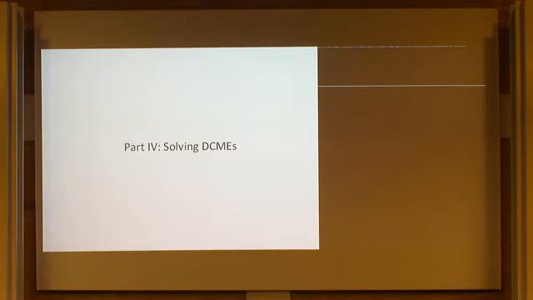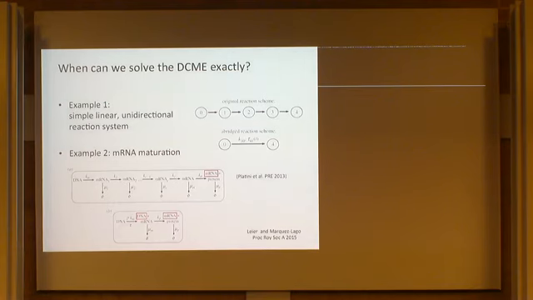Now I have, I don't know, maybe 5 to 10 minutes left. So let me quickly talk about a very recent work that we did. We were interested in examples where the delay chemical master equation can be solved exactly. And we found 2 examples. Obviously, one is a very simple linear unidirectional reaction system.